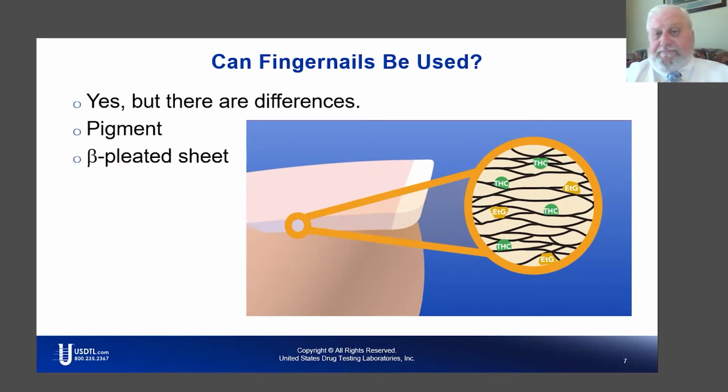Number two, it's a single surface, except for the distal edge where you have the two surfaces. But if you think about someone in a room where someone's smoking crack, you've got 360-degree surface area of each hair that's exposed to the smoke, whereas with the fingernail, it's only two. And we tend to wash our hands more than we wash our hair.